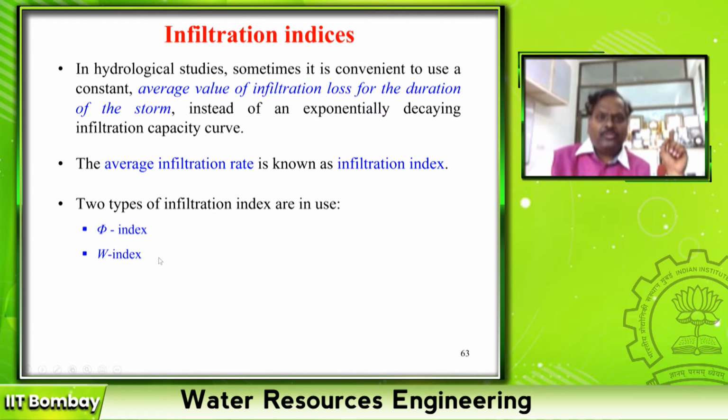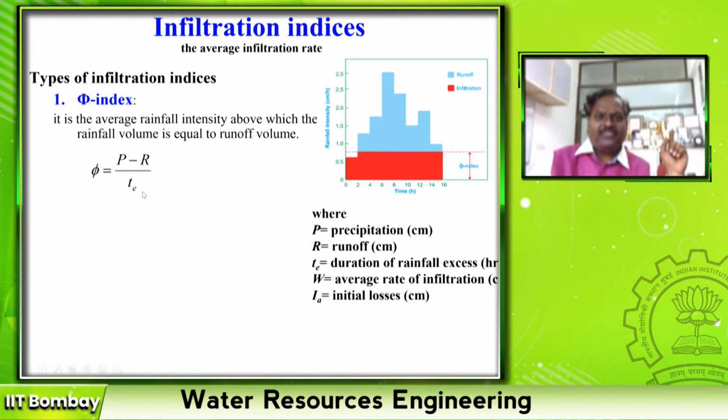Let us see how to estimate this. Phi index, I said, is an average representation. If this is the hyetograph, the blue color is the hyetograph, then I take an average value as the infiltration loss. How can I take this average value? I measure the rainfall and I measure the runoff. The difference is the loss. When I plot it on the hyetograph, actually the phi index infiltration loss is not like this. It will be like a curve.